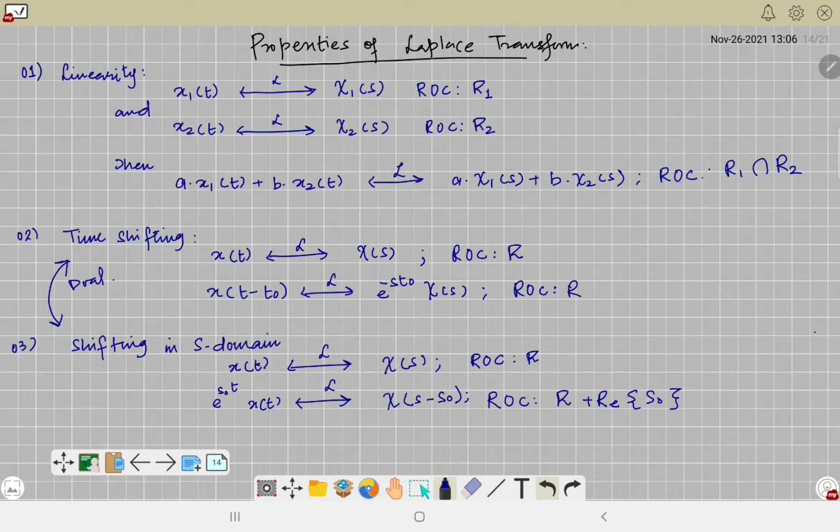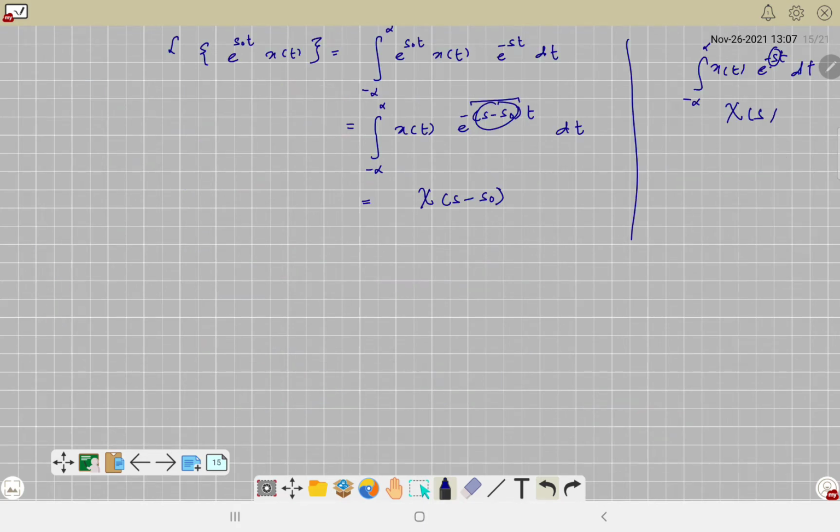Fine. So what it means is you have some time domain signal, you have its Laplace transform plus the associated ROC. If to this signal you multiply an exponential signal, then that will result in shifting in the S domain with certain modification of the ROC as per this expression.